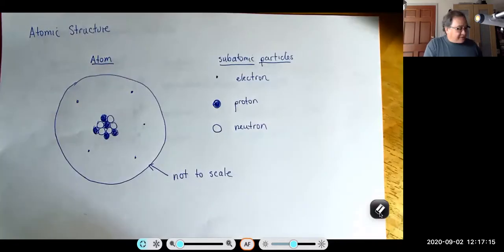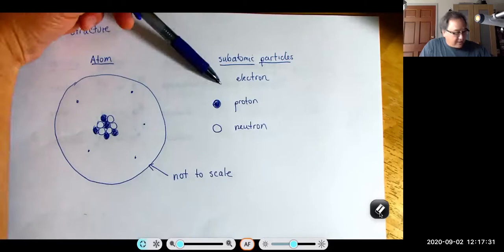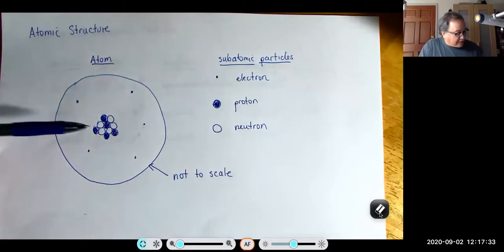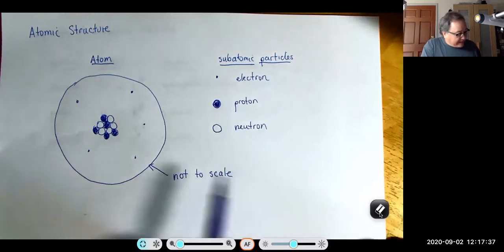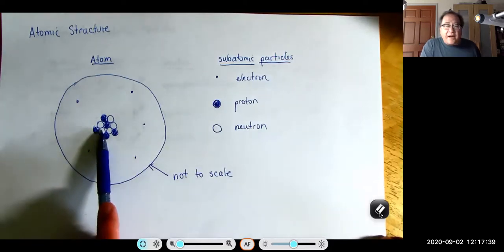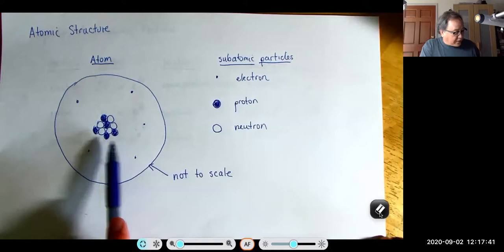Now, this is not something that you have in your book, but it's something I drew. This is an atom. Atoms don't have circles around them. The circle is just to show you the space where you would find electrons. The little dots you see here are electrons. And here's my little legend over here. The dots are electrons. The solid spheres are protons. And the white or empty spheres, if you want to call them, are neutrons.